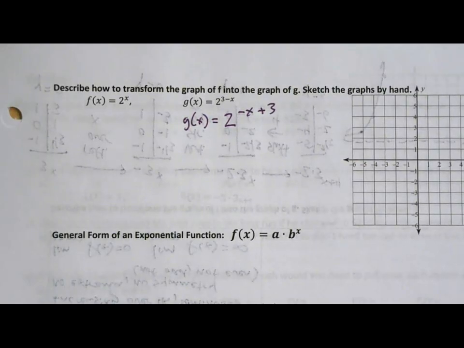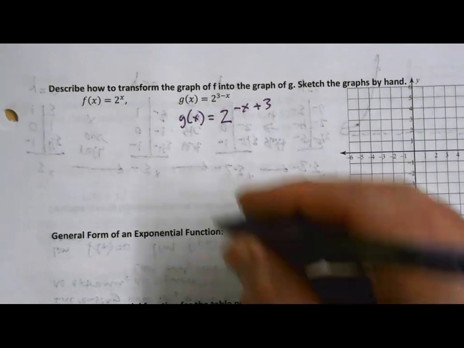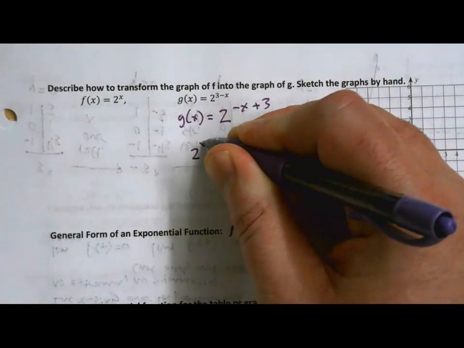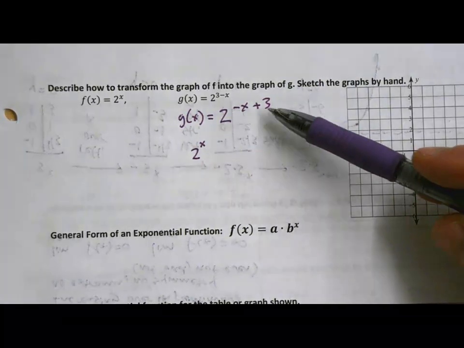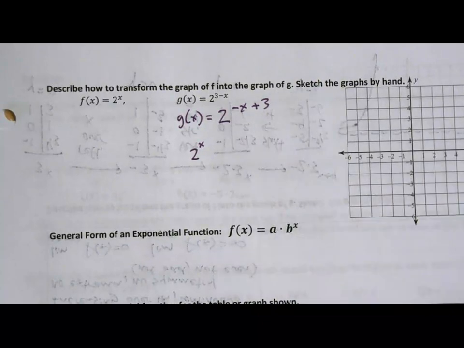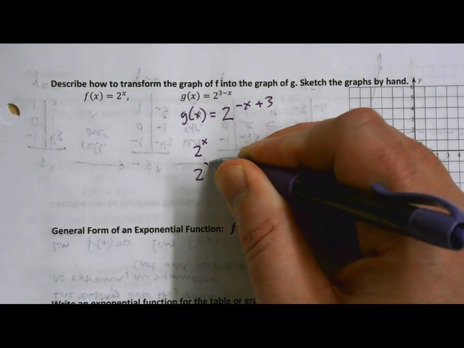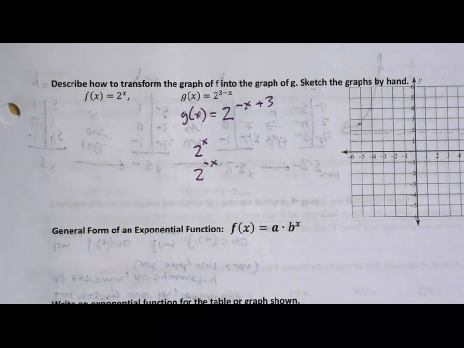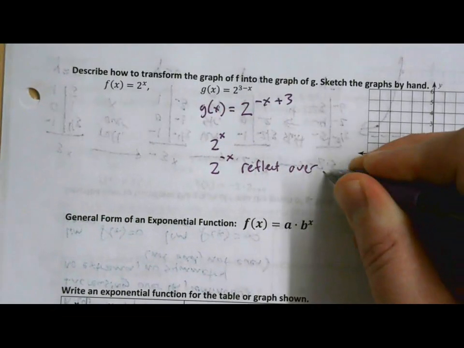I might actually change this one more time. Let's talk about it; we're not going to graph the points. If I started with 2 to the x and I wanted to get this, what would you do first? Would you do the reflection first or the shift first? You do the reflection first. So you would go from 2 to the x to 2 to the negative x. You pull the x out and replace it with the negative x. And this would be a reflection over the y-axis. Agreed?